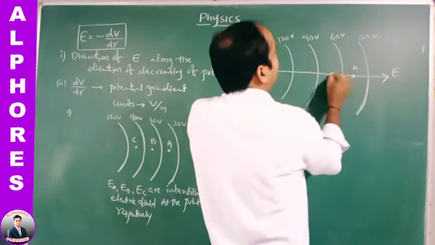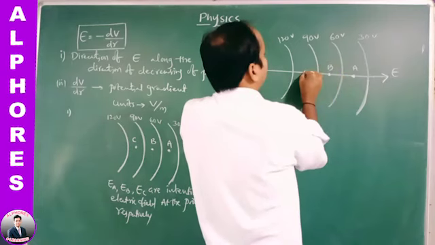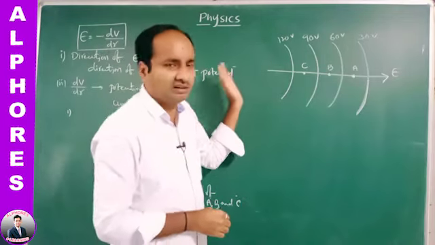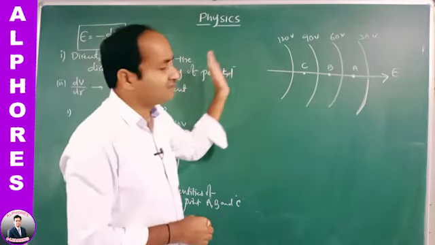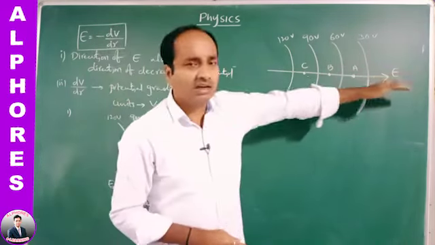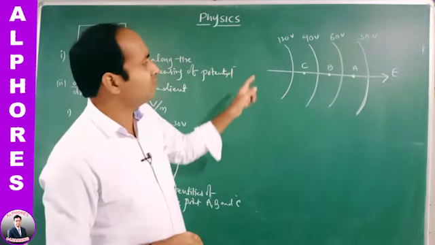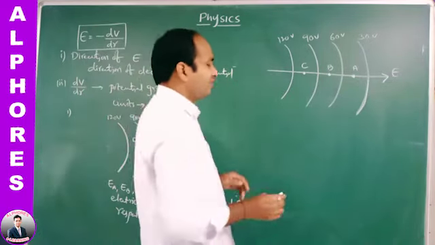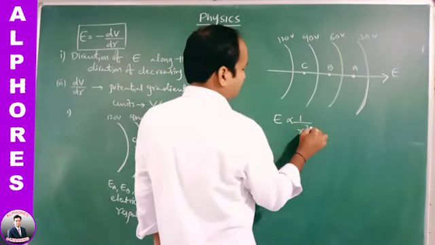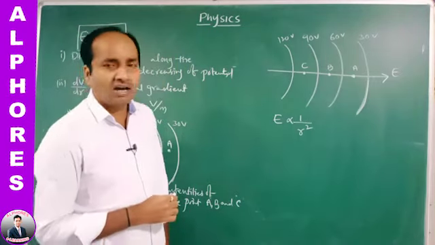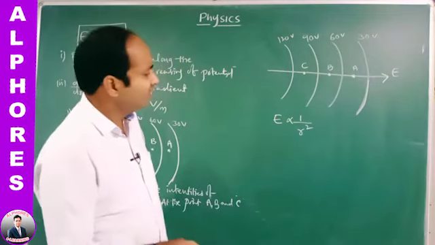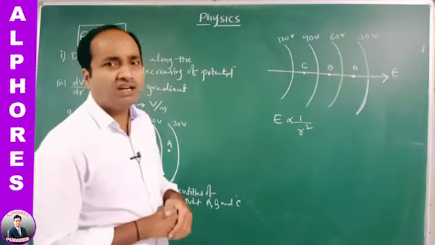Now here point A is there, here point B, here point C. Now where is the source of the charge? The source of the electric field is on the left side, because the electric field is directed towards the right side, meaning the source is towards the left side. And we know that the electric field intensity varies inversely with the square of the distance. E is proportional to 1 by r square. When the r value increases, the E value decreases.